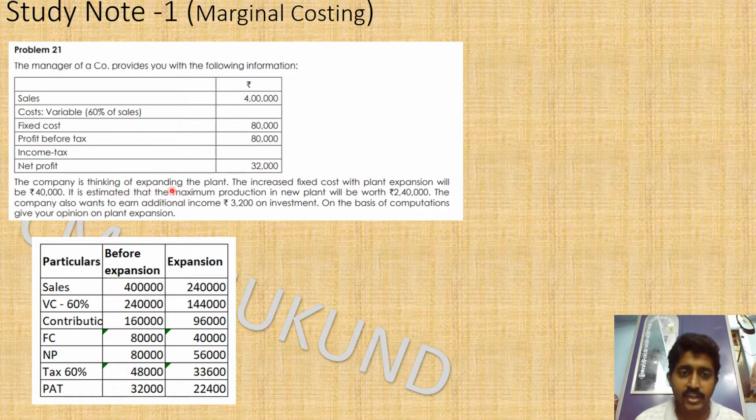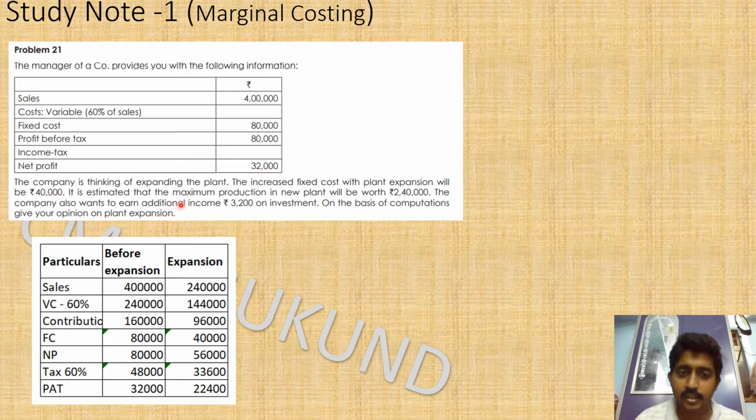The company is thinking of expanding the plant. The plant is manufacturing something, and the company is thinking of expanding it. If the company expands into the new area, we have to pay the rent for it, and we have to employ some more additional persons for housekeeping, maybe for material management, maybe for running the production shop, supervisors. So there will be some fixed cost for the new expansion also. Approximately 40,000 is the increased fixed cost. Currently the fixed cost is 80,000, and it will go up by another 40,000 if we do this expansion.